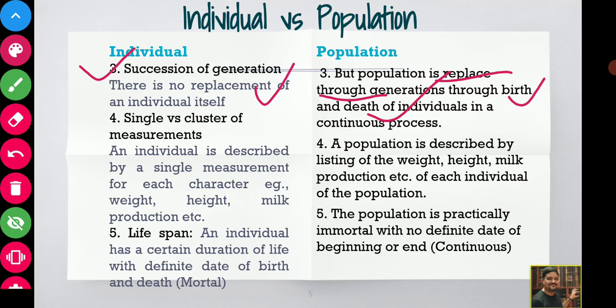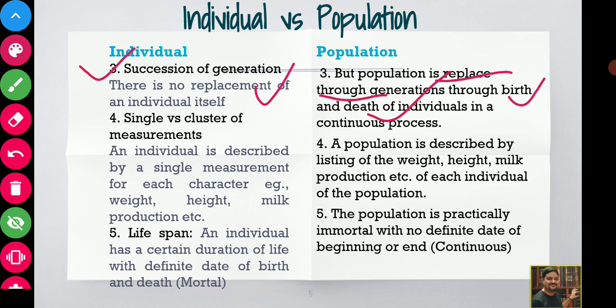because suppose there is a population of deer, so an individual deer will die and it will not go on forever. But if you talk about a population, the population of deer will be replaced. A few animals will die, other animals will take birth. This will be a continuous process. That means succession of generation is there in population.